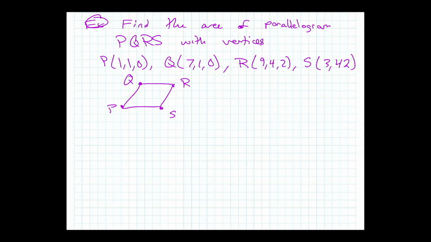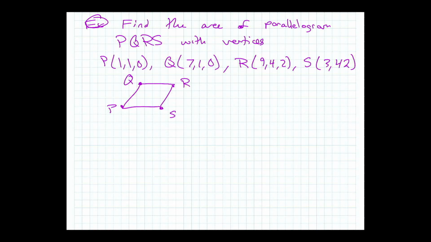Let me think. So P and Q are on one side, R and S should be on the other side. Actually, hold on a second here. Yeah, I guess P to Q to R to S. It must be right. They wouldn't say PQRS if that was wrong. They would have put them in a different order. Okay, so let's just say that that's our parallelogram.